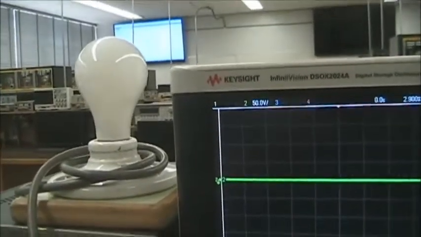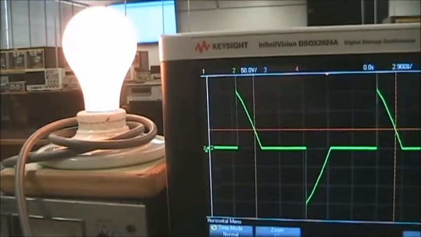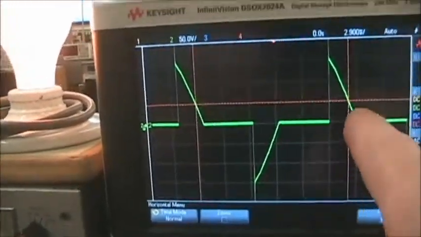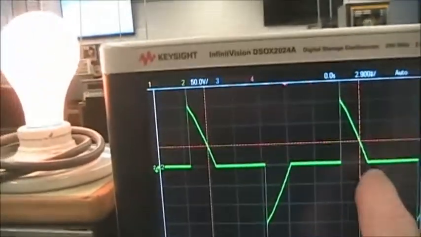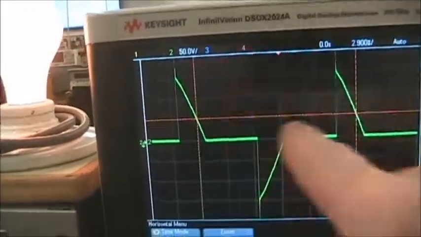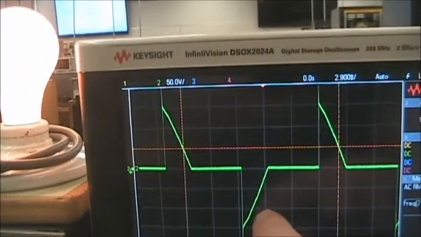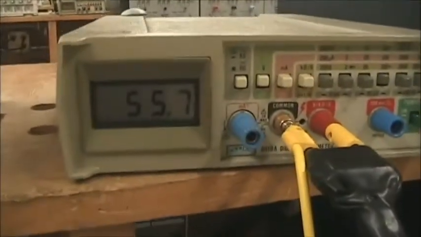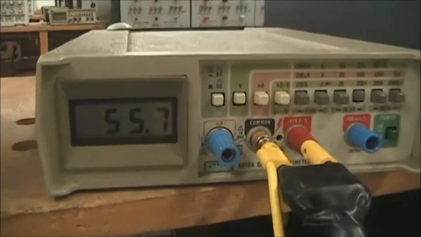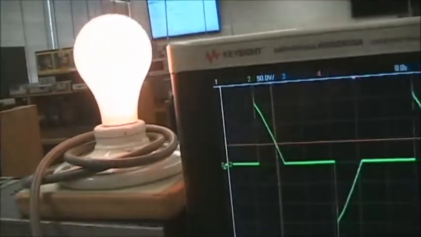All right, so as before, I'm going to adjust this so that we get about 30 degrees of adjustment on each point. So that's 30 degrees, or 1/3 of the positive sine wave. But now we see the second half, or the opposite polarity. The voltage that is being measured here is 55.7 volts. There's the lamp, right, and its brightness.